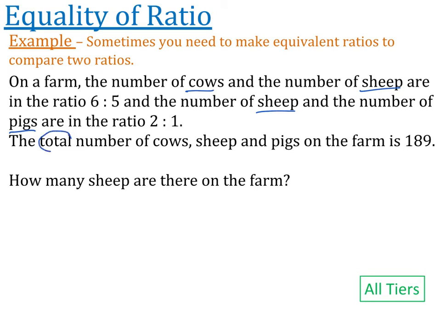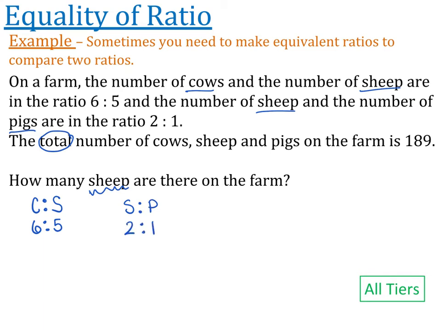So we're going to need to use total somewhere. We want to find out how many sheep are on the farm. All right, so we have an extra step from last time, but we can totally figure this out. So we start the same way as before, and we write out the first ratio. So the first ratio is cows and sheep, and they're in the ratio 6:5. And then the second ratio was sheep to pigs, and they're in the ratio 2:1.